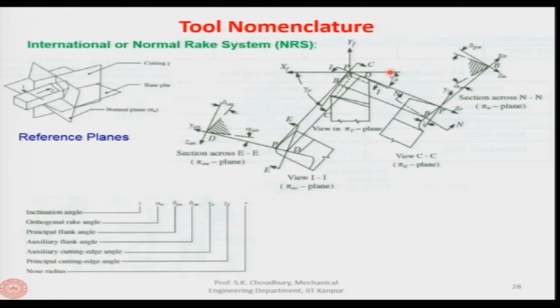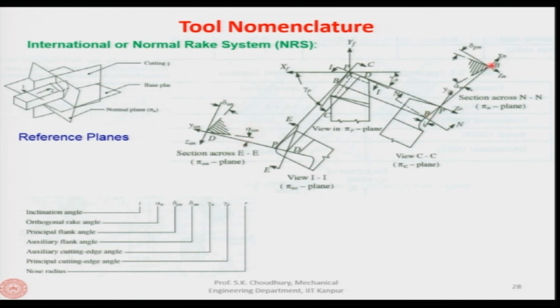So, here there are 2: one is the principal cutting edge angle, between the principal cutting edge and the x axis, and between the x axis and the auxiliary cutting edge is the auxiliary cutting edge angle. Now, the rake plane, or the inclination of the rake face, can be defined by 2 angles. So, therefore, here this angle is redundant, all right.